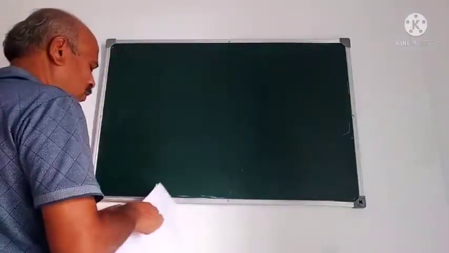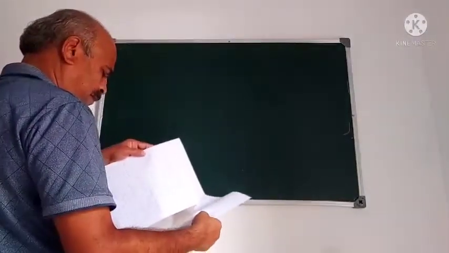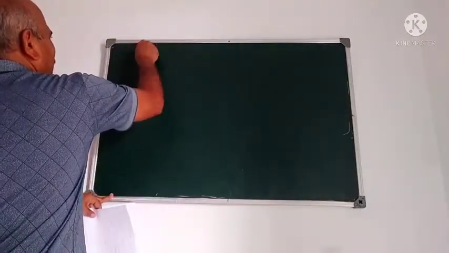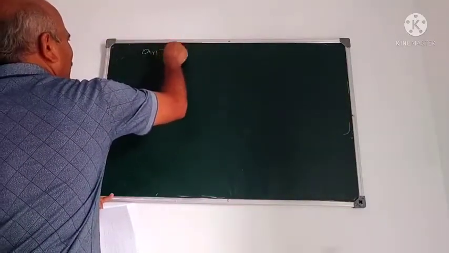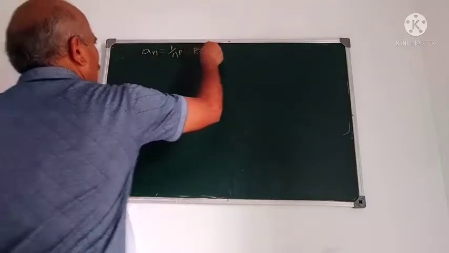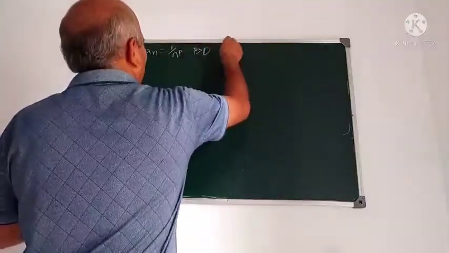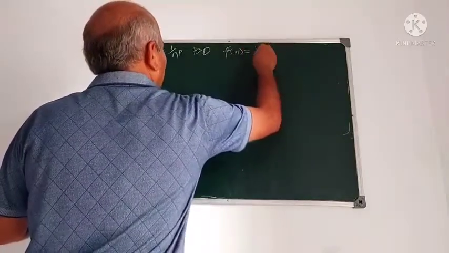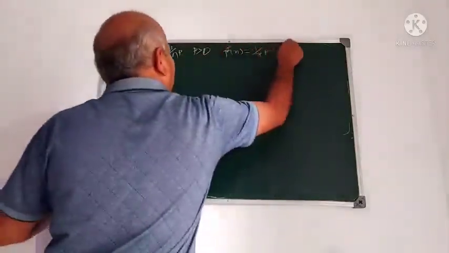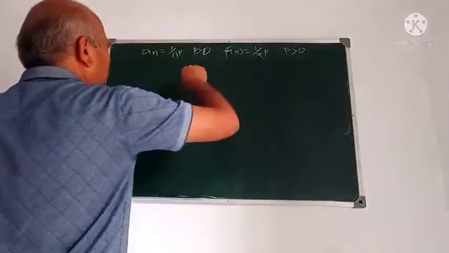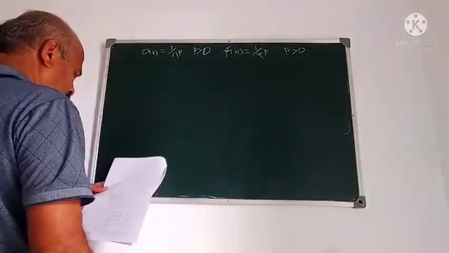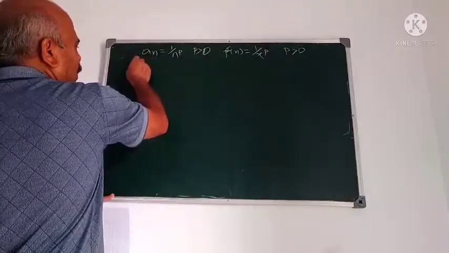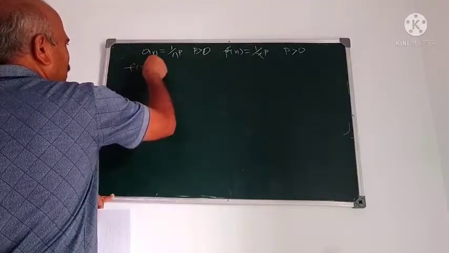What does Cauchy's integral test say? Here, a_n is 1 upon n raised to p, p greater than 0. Therefore, let f(x) be 1 upon x raised to p, where p is greater than 0. Now, what is the condition in Cauchy's integral test?